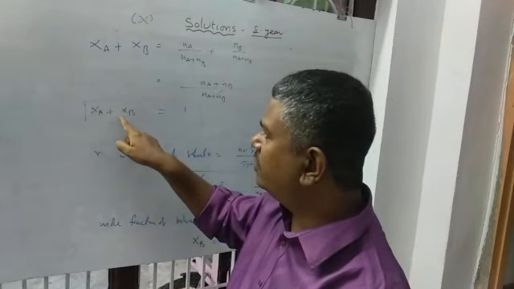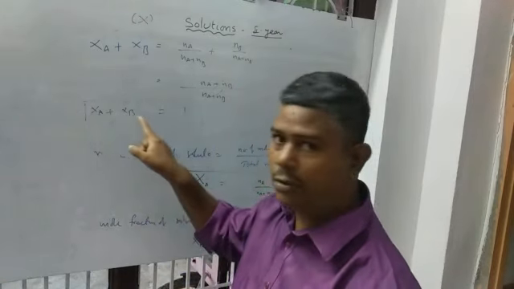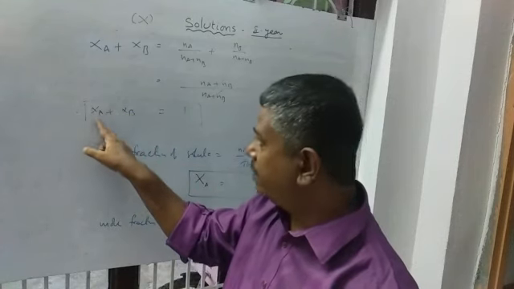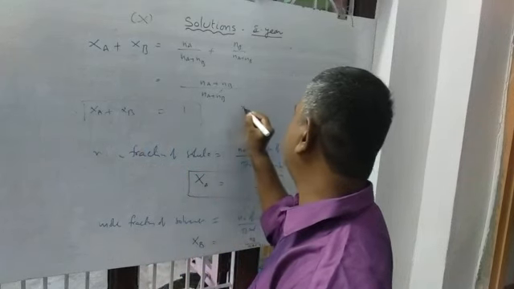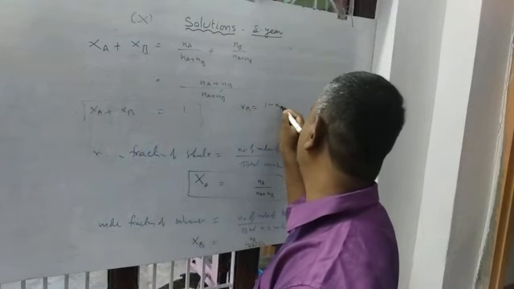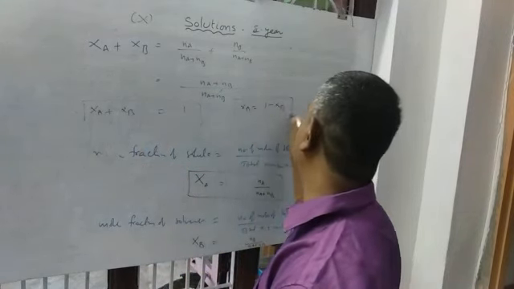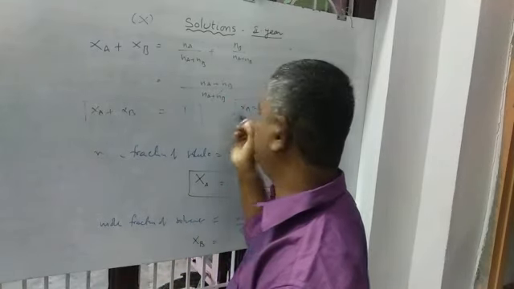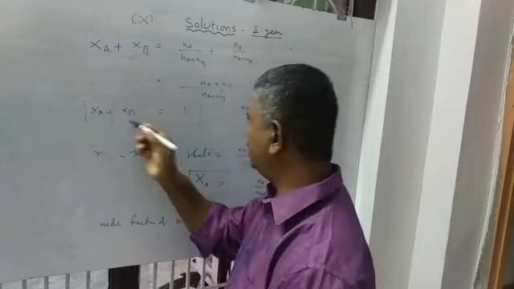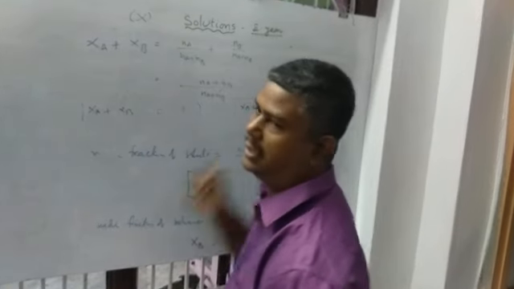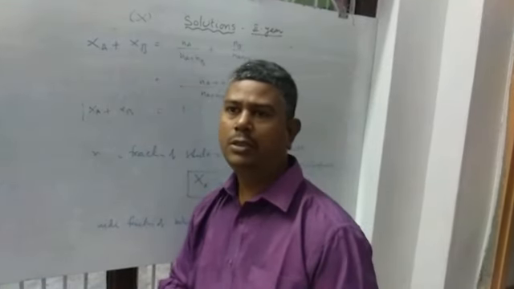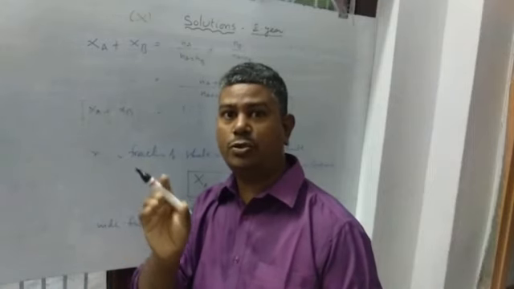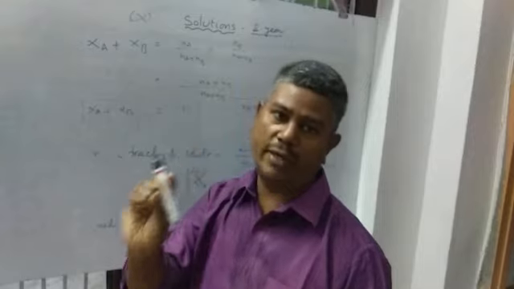From this, if we know one of the mole fractions, here it is a binary solution, if we know the mole fraction of one component, the other is XA equal to 1 minus XB. If you know XB, we can easily find out XA, or if you know XA, we can easily find out XB. That means the total summation of mole fractions of a given solution is always equal to 1.